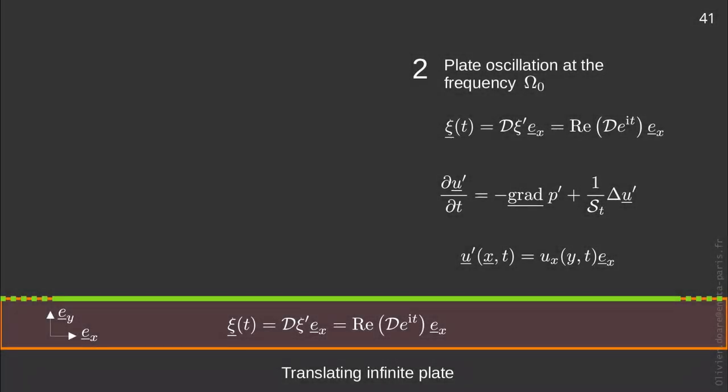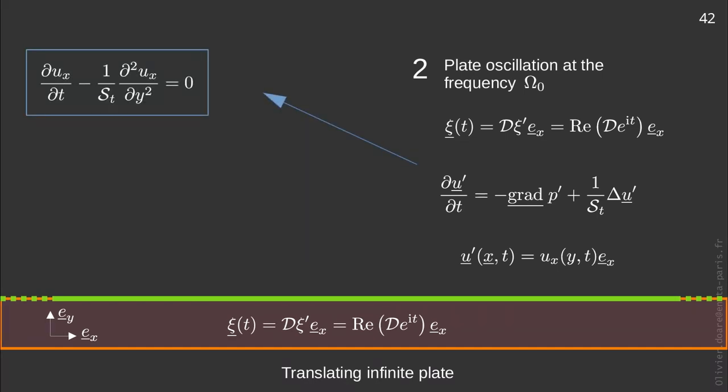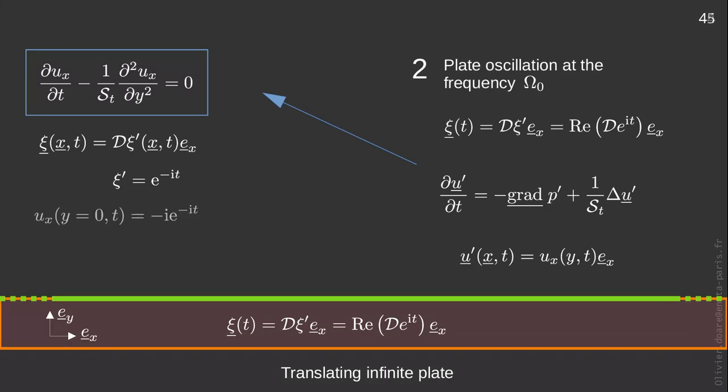Let's see what this viscous diffusion process does in the case of a structure oscillation. This is the second problem. We can also show a diffusion equation for the tangential velocity Ux. The displacement is of amplitude d and directed along Ex. It is an oscillation with a frequency omega equals 1, that is psi prime equals e to the minus it.